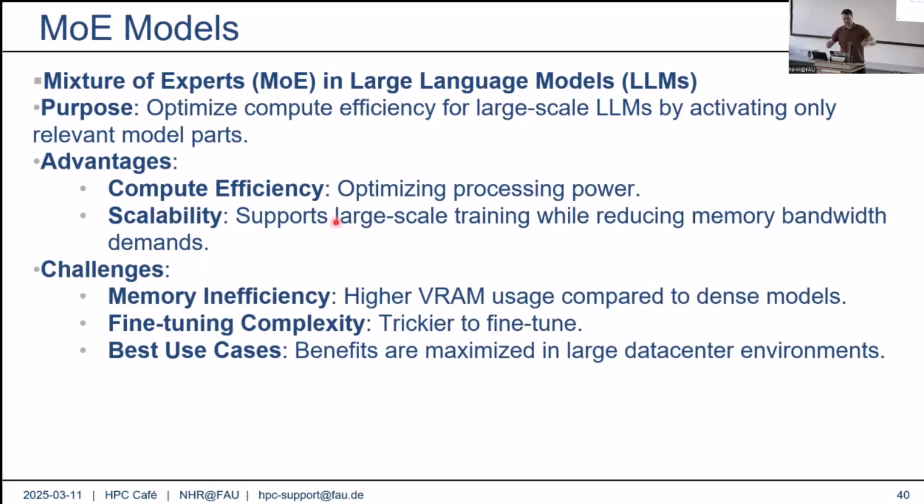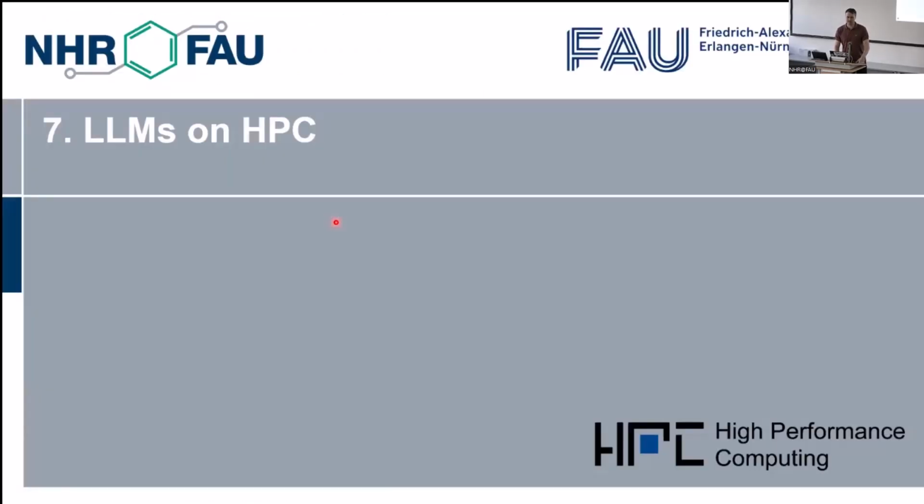So we see this with DeepSeek 600B. It runs on our AMD node, for example, because it has a lot of VRAM, but at inference level, only parts of those parameters are actually used. Makes it a little bit faster, but still 33 tokens per second is not super fast. Yeah. Let's go into LLMs on HPC.